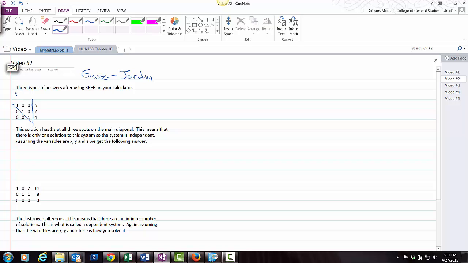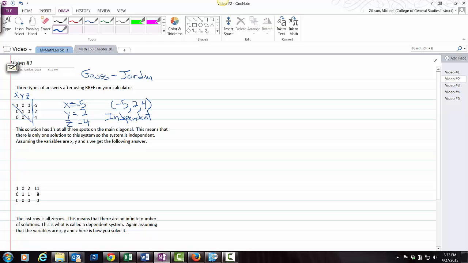If the variables in the equations were, say, x, y, and z, then you read it off. Row 1 says x equals minus 5. Row 2 says y equals 2. Row 3 means z equals 4. So your solution, they call it an ordered triple, would look like minus 5, comma 2, comma 4. This is an independent solution.